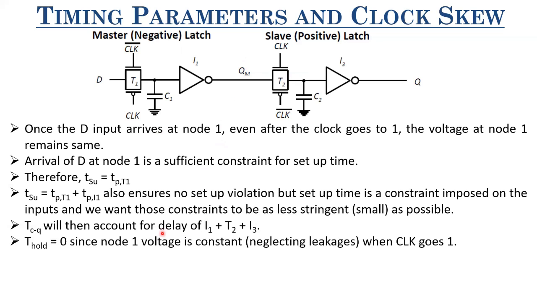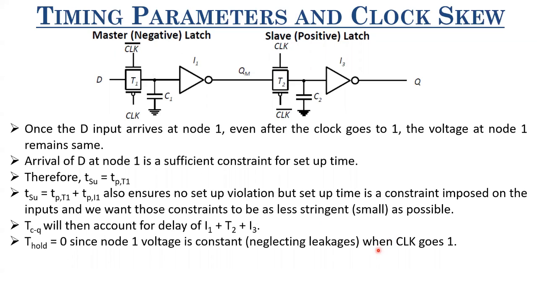Okay, and what about T hold? So T hold is 0 because the moment clock goes to 1, D is not being sampled here, and as such, when clock goes to 1, there's no need to put any constraint on D, that it should be stable after the clock edge. Okay.